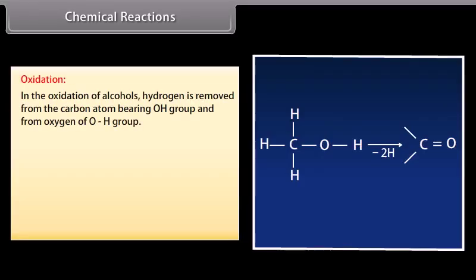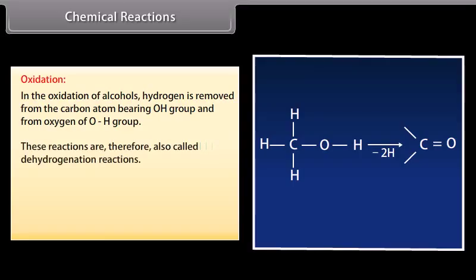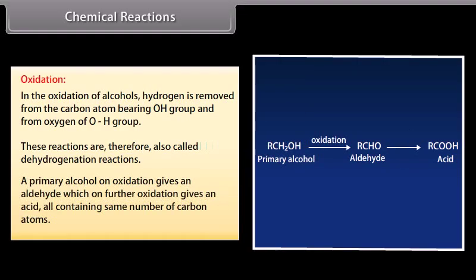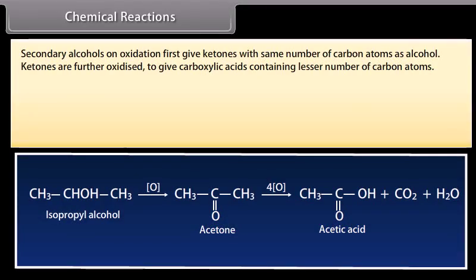Oxidation. In the oxidation of alcohols, hydrogen is removed from the carbon atom bearing the OH group and from the oxygen of the OH group. These reactions are, therefore, also called dehydrogenation reactions. A primary alcohol on oxidation gives an aldehyde, which on further oxidation gives an acid, all containing the same number of carbon atoms. Secondary alcohols on oxidation first give ketones with the same number of carbon atoms as the alcohol. Ketones are further oxidized to give carboxylic acids containing lesser number of carbon atoms.